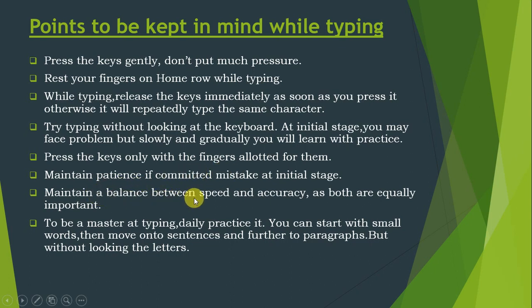Maintain a balance between speed and accuracy. Balance between speed and accuracy means speed is how fast you are writing, and accuracy means you are writing right. Both are equally important. It should not happen that your speed is increasing but you are creating a lot of mistakes. In the initial stages mistakes can happen, but after practicing the mistakes should go on becoming less and less.